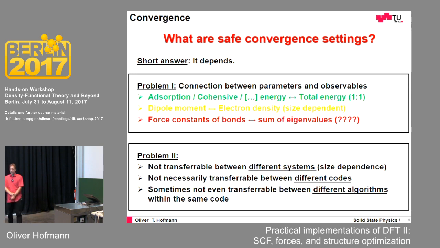The second problem with convergence thresholds is that they're not necessarily transferable between different systems. So what works for a small system may not necessarily work for a larger system. The reason is just that, because of the approximations that are invoked, you have some numerical errors, so to speak. Say you converge the total energy to an accuracy of something that is sub-meV. But if you use a very large system, the total energy convergence criterion that was nice for a small system will no longer work for a large system.